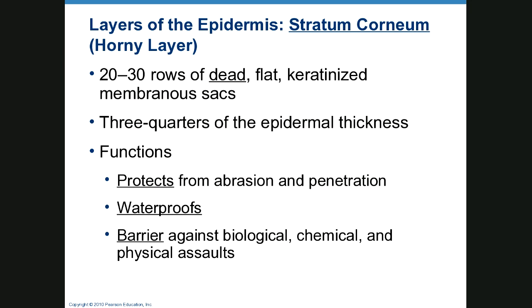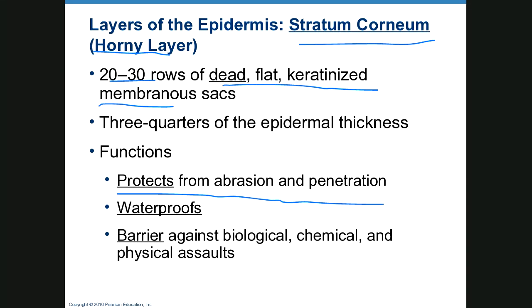And then the outer layer is the horny layer or stratum corneum, 20 to 30 rows of dead, flat, keratinized membranous sacs. So when you look at your classmate's face, when you look at my face, what you're seeing are dead cells. And that's good because it protects us. Protects from abrasion, penetration by splinters and other things, waterproofs, barrier against biological, chemical, and physical assaults.